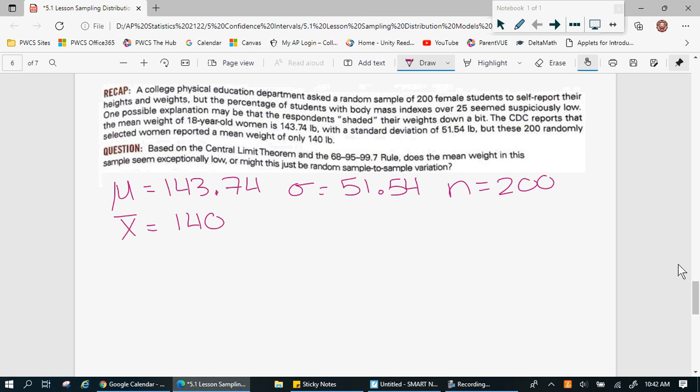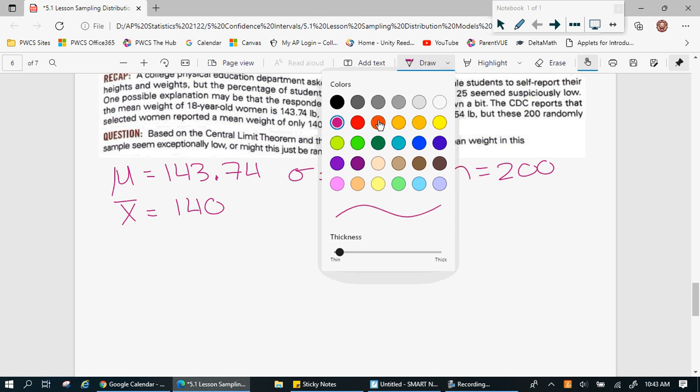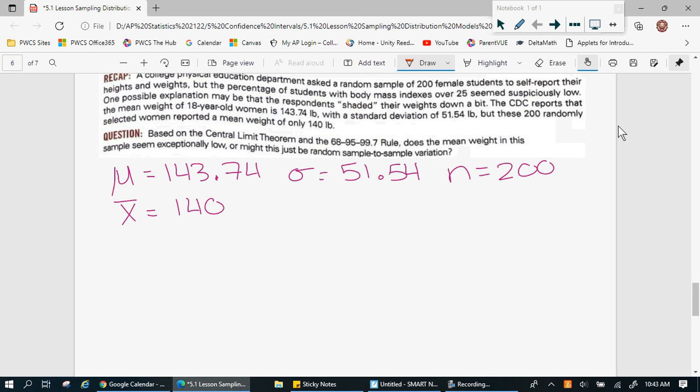Just like last time, we have a random sample of 200 female students. For the sake of time for this lesson, I'm just going to jot down that we meet these criteria. But as I talk about in class and as you do practice, you should write them up in full sentences and be more professional about this. So we have a random sample of 200 female students, so we meet the random sample criteria.